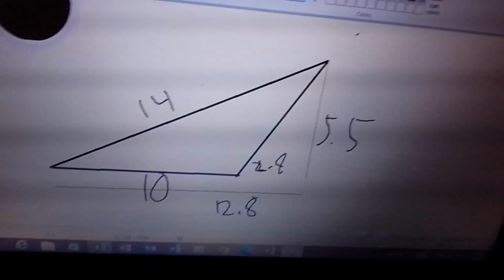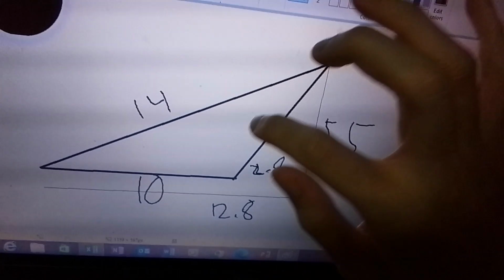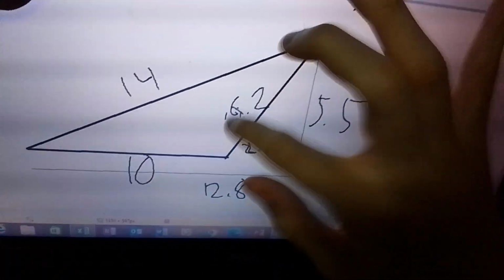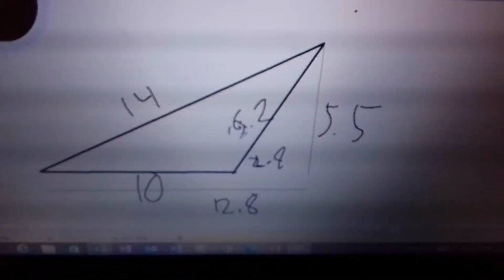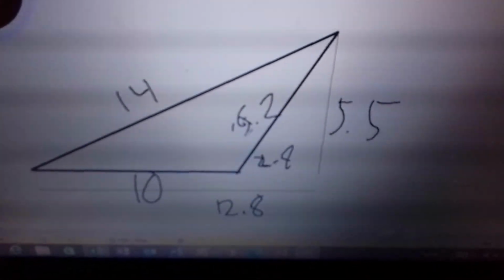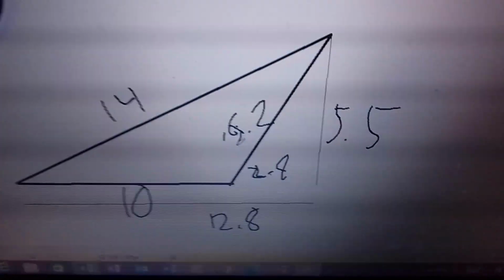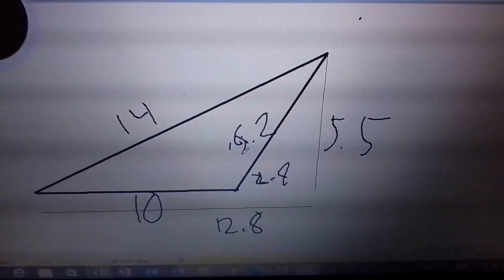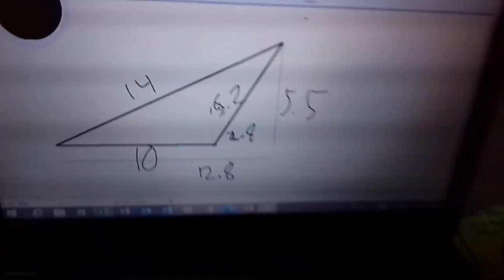So going back to the diagram, we should get this measure of 6.2. Sorry if I cannot write it properly, but it's 6.2, okay? Now we already know the measure of everything. 14, 10, and 6.2. Now we can solve for the surface area. This is my formula sheet.